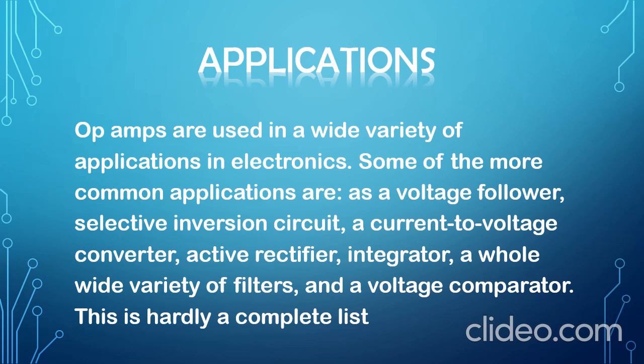Application of op-amps. Op-amps are used in a variety of applications in electronics. Some of the more common applications are a voltage follower, a selective inversion circuit, a current to voltage converter, an active rectifier, an integrator, a whole variety of filters, and much more. But I have found an interesting use of op-amps, which you may also find in your daily use. So the next slide will be on this special device.